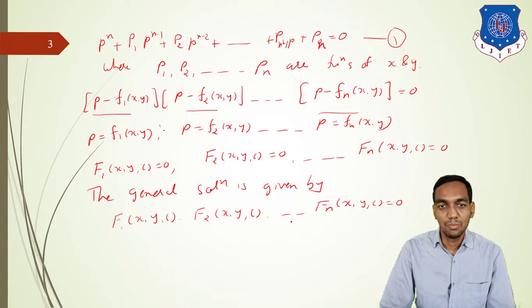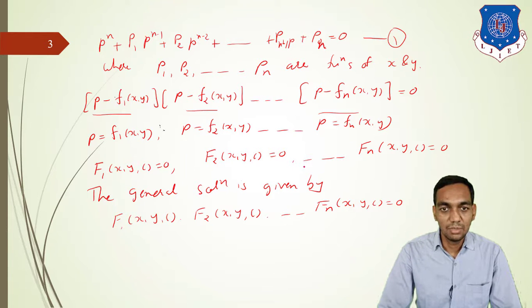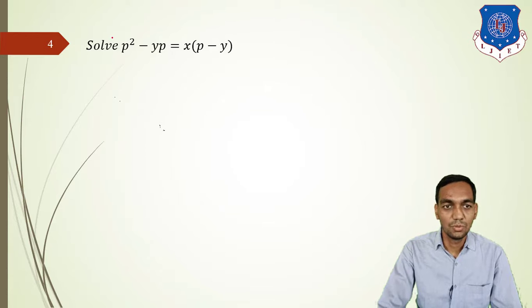Now, it may happen that using these equations, if you are not able to find p, then in that case, it may be solvable for y or it may be solvable for x. That we are going to discuss in the next lecture. So first, we are starting with solvable for p.